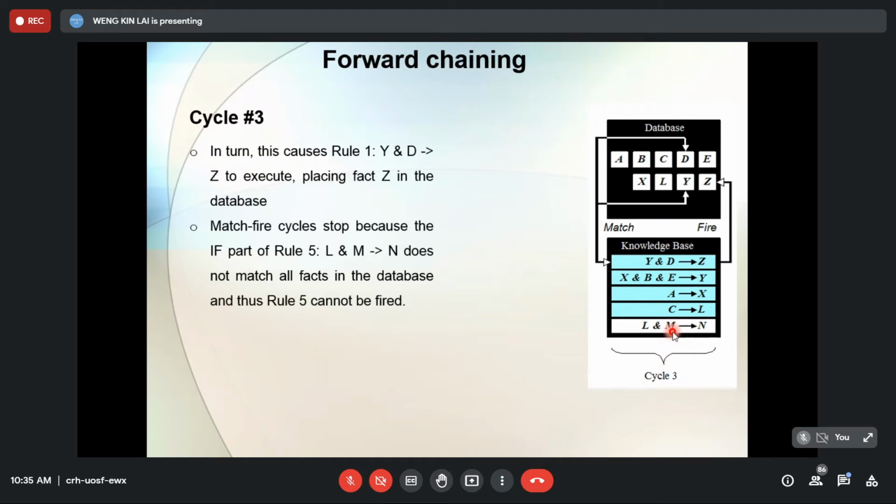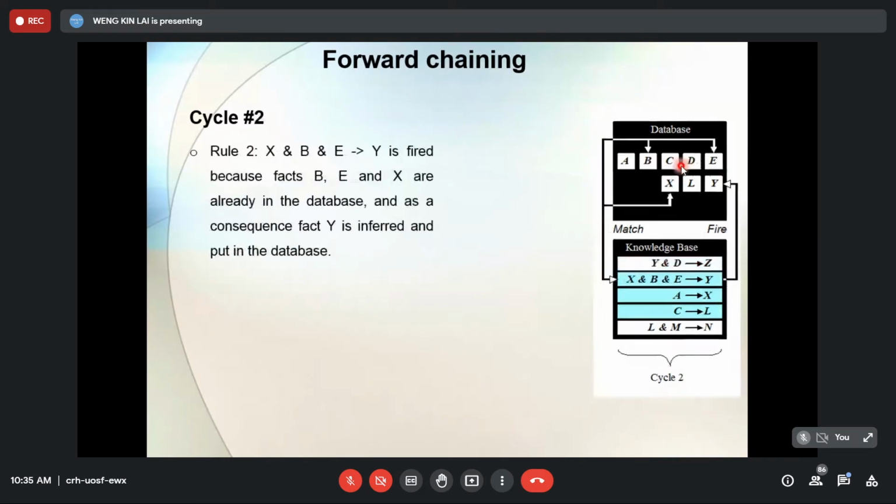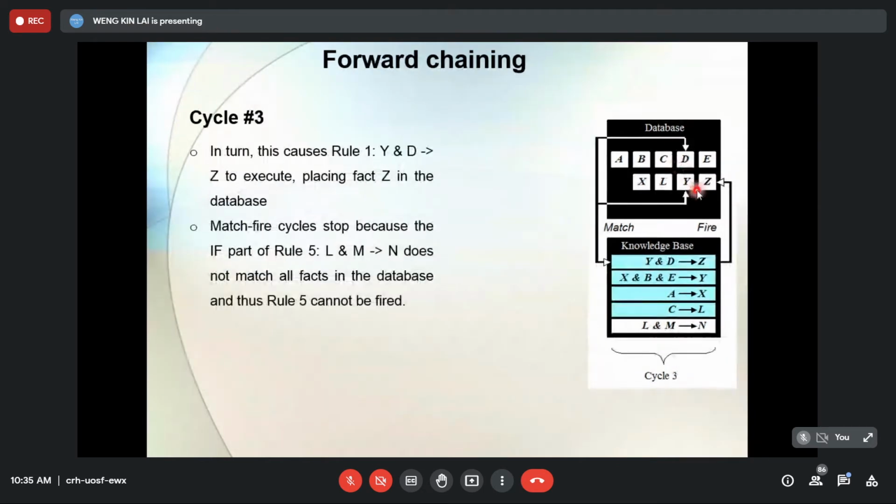Then I jump back to my next cycle, because my Z has just been introduced into my database. So my database is no longer the same as before. I now have 9 values. Previously, it was only 8 values. Now I have 9 values, so it has changed. I will then go back and look at it one more round.